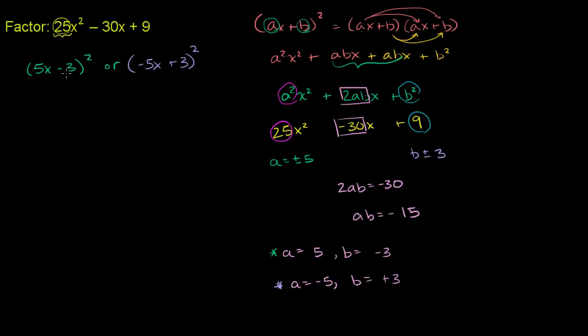And you might say, wait, how does this work out? How can both of these multiply to the same thing? Well, remember, this negative 5x plus 3, we could factor out a negative 1. So this right here is the same thing as negative 1 times (5x minus 3), the whole thing squared. And that's the same thing as negative 1 squared times (5x minus 3) squared. And negative 1 squared is clearly equal to 1. So that's why these are the same thing. This comes out to the same thing as (5x minus 3) squared. So either of these are possible answers.